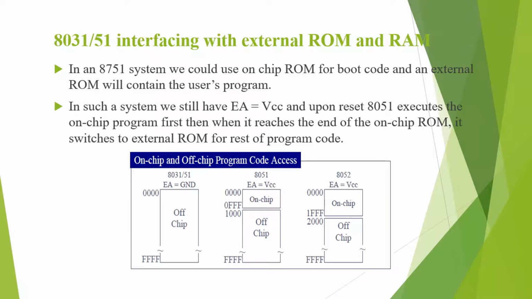For example, in 8751 or 89C51 system with both on-chip and off-chip ROM code and EA pin connected to VCC, the controller fetches the opcodes starting at address 0000H, then goes on to the address 0FFFH, that is the last location of the on-chip ROM. Then the program counter will generate the address 1000H and it will be automatically directed to the external ROM which contains the program code.